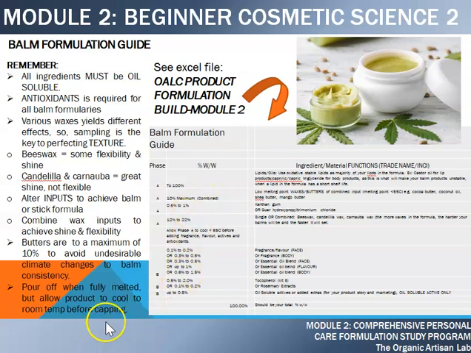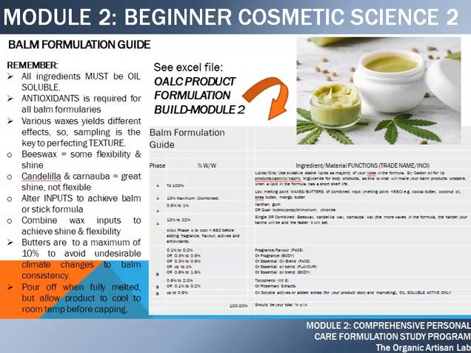So it's not true that when you add more butters to your balm, it'll give you more hardness, because these butters have a very low melting point. Now, pour off when fully melted, but allow the product to cool to room temperature before capping. So, there you go, the rest will be up to you. I'll be showing you how to create a barrier lip balm in one of our videos, and a conditioning formula later on.